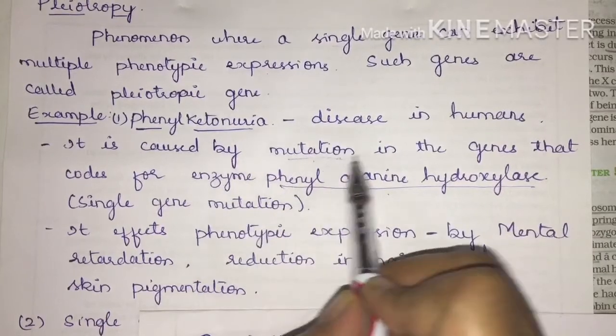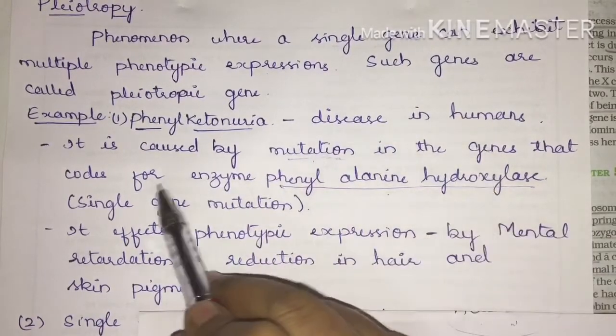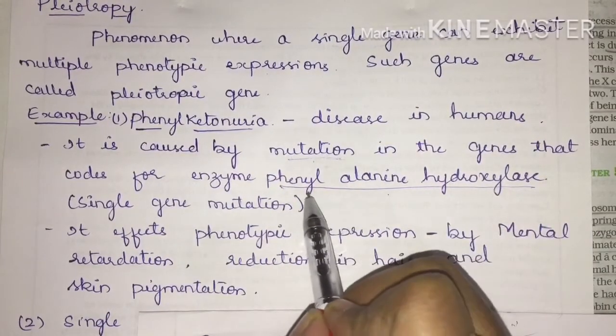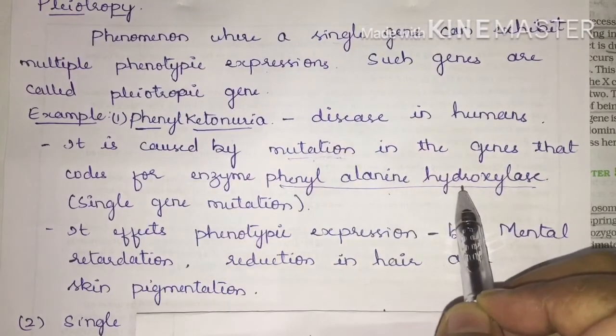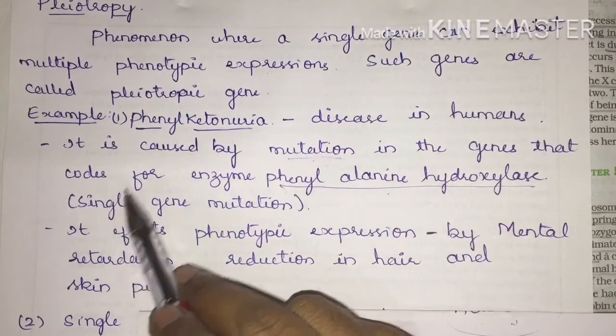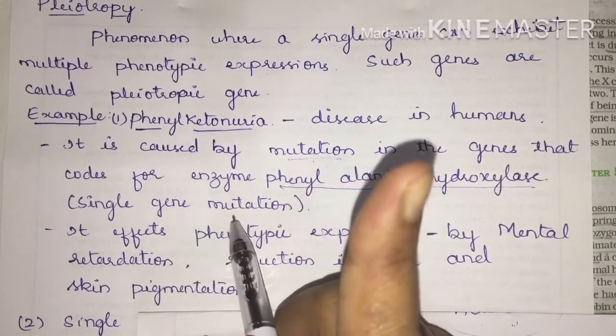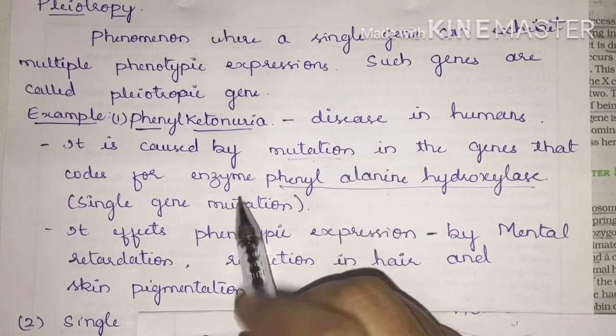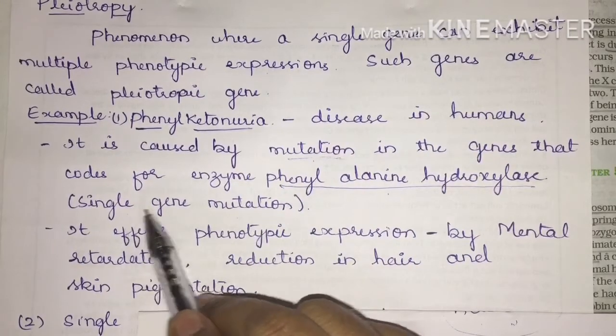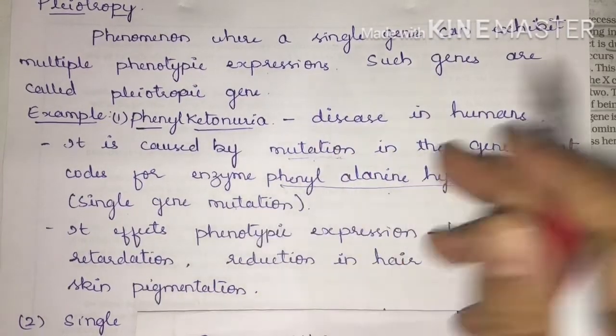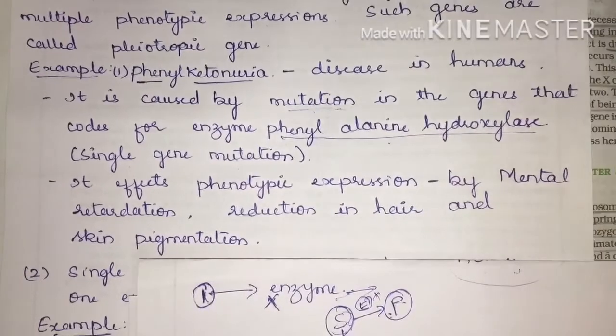It is caused by mutation in the gene. Which gene? The one that codes for the enzyme. Which enzyme? Phenylalanine hydroxylase. This phenylketonuria is called a single gene mutation. Why single gene mutation? Because only one gene is affected. For that we call it a single gene mutation. About all this we have in our future classes.